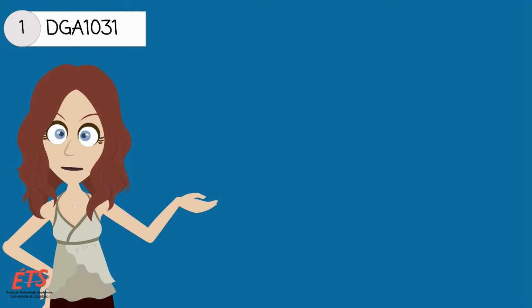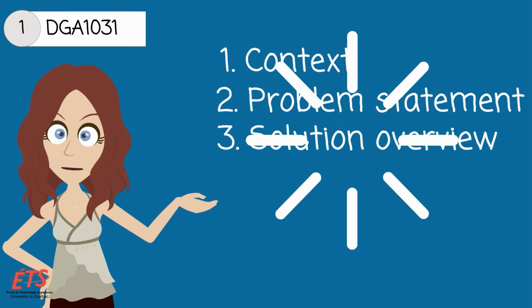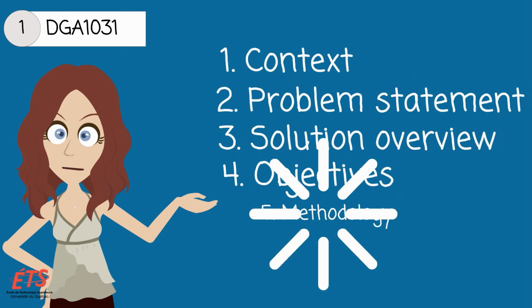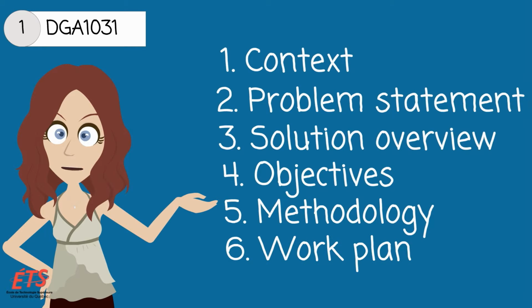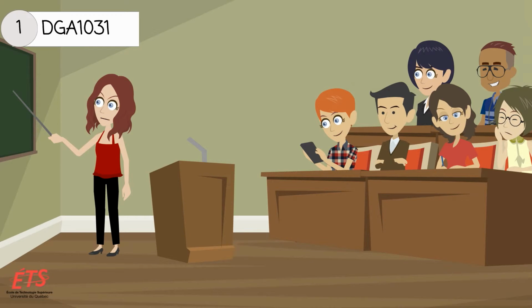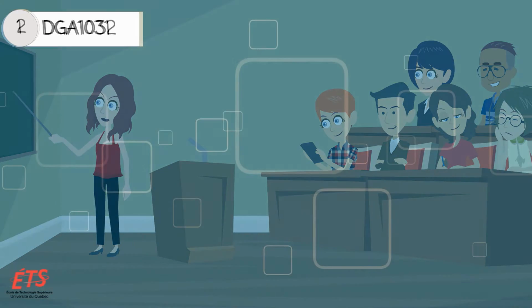The proposal should contain the following sections: context, problem statement, solution overview, objectives, methodology, and work plan for the rest of your PhD. By the end of the second session, you will be presenting for about 15 minutes to the PhD director and to the other PhD students that, like you, are starting their PhDs at ETS. Maybe even your supervisor decides to be there. You will have to answer some questions related to your presentation, and that's it. You have passed the first third of your examination.